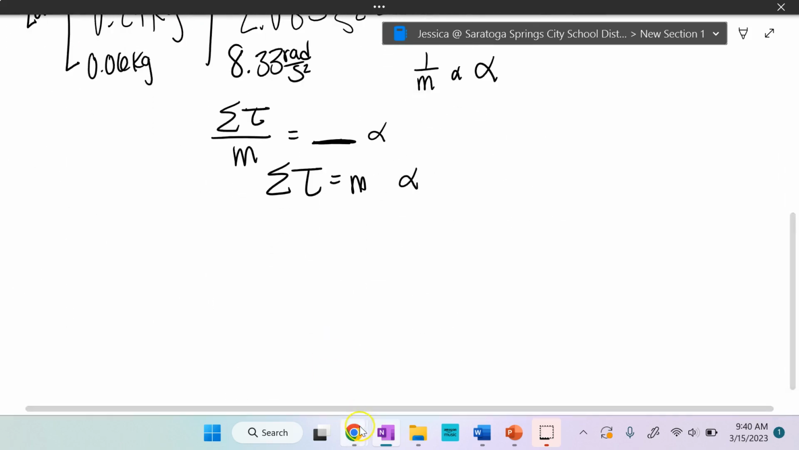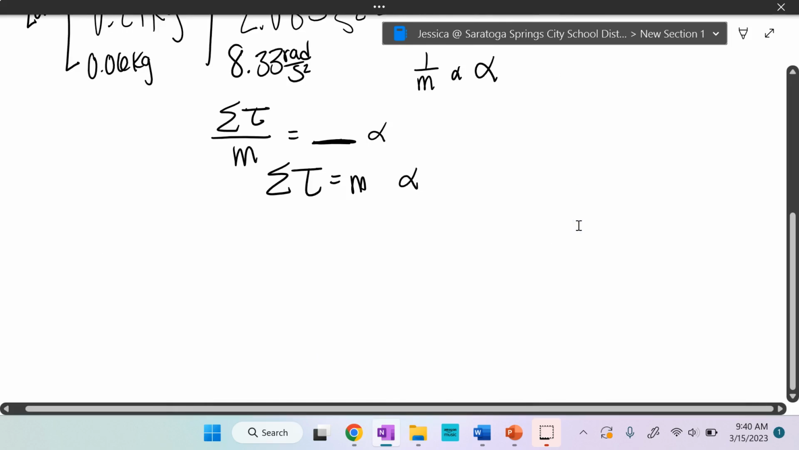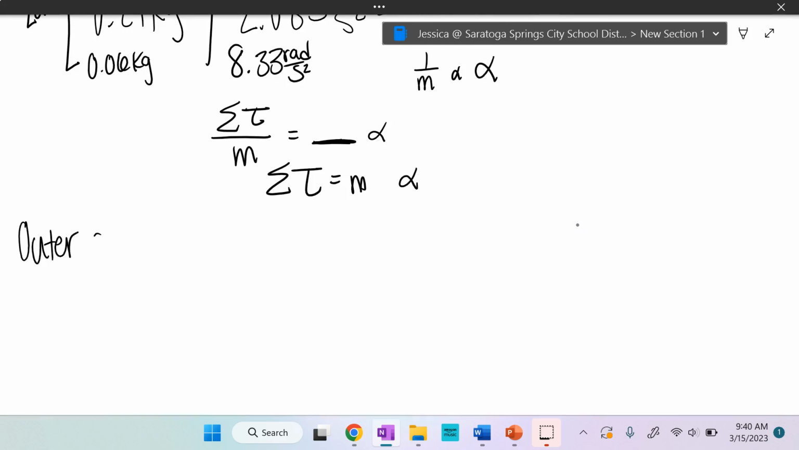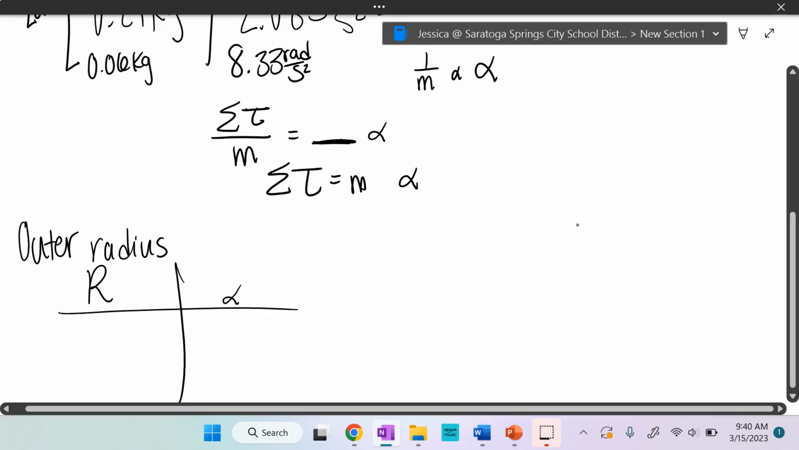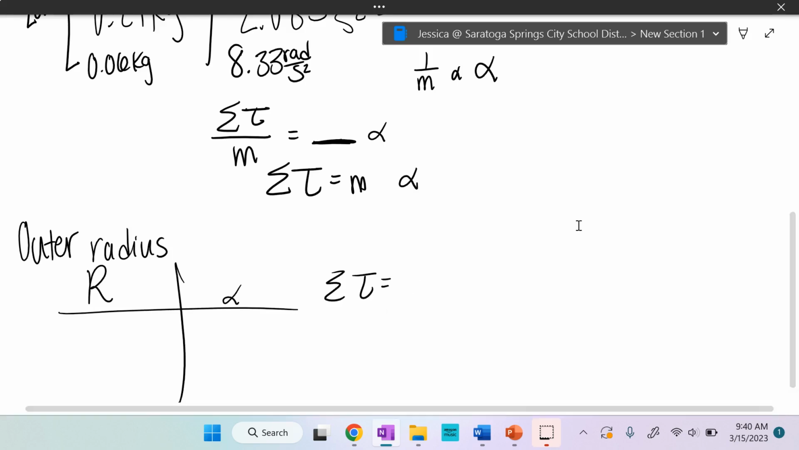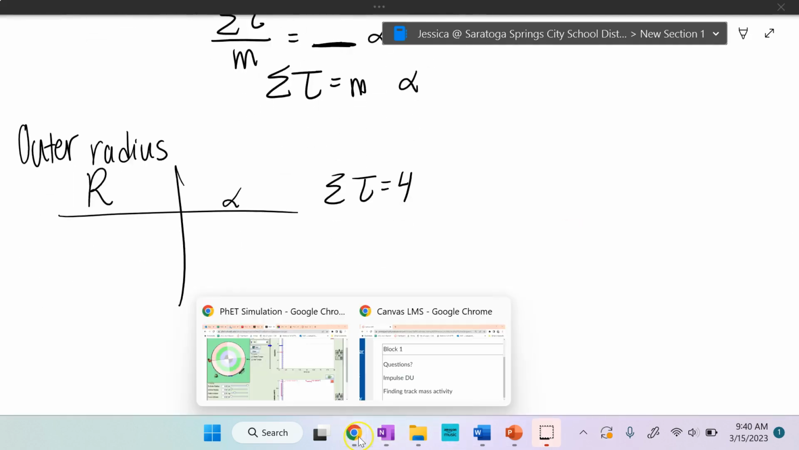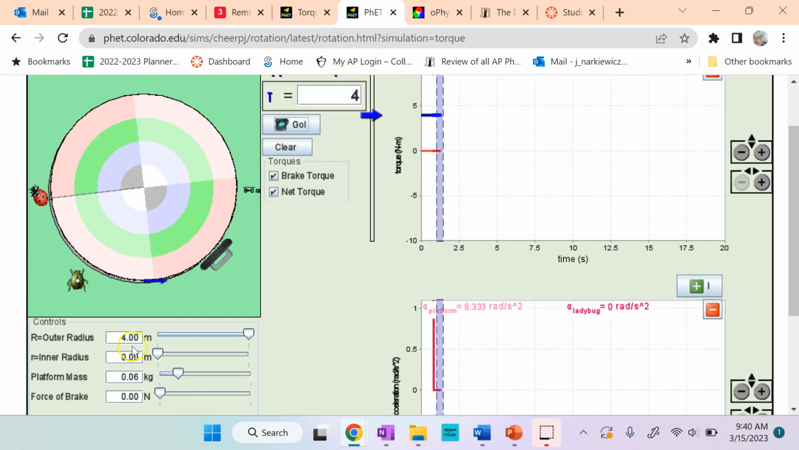So the next thing we're going to look at is the other thing I can change about the platform, and that is the outer radius. So I'm going to have R and alpha, and again I'm going to have a net torque of 4. Now, as I change the outer radius, it's going to be really important for me to make sure that this torque remains constant, because as I change the outer radius, where the force is applied is going to change, and that's going to change the torque. So as I change this outer radius, again, I'm going to make sure that I have a nice constant torque of 4.